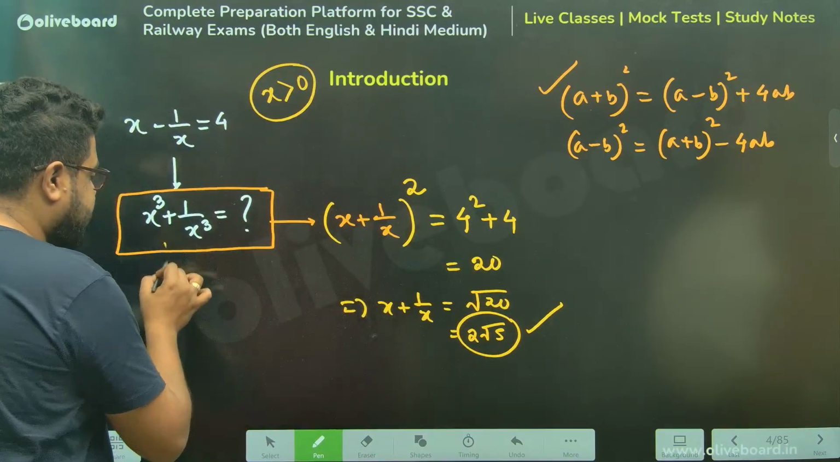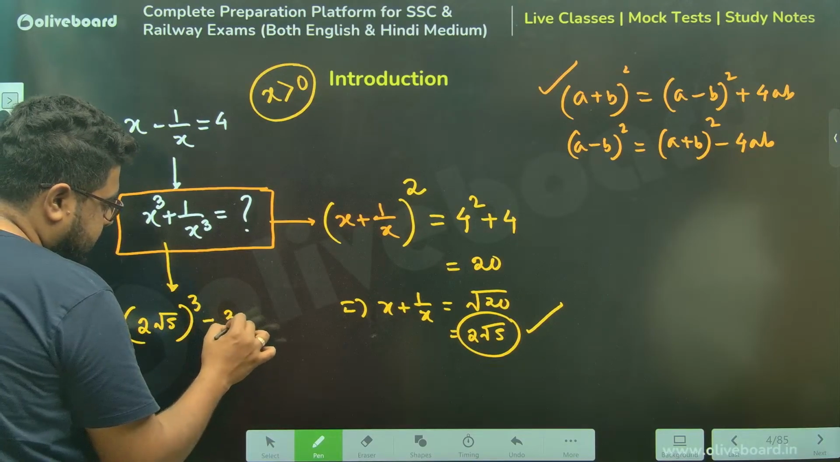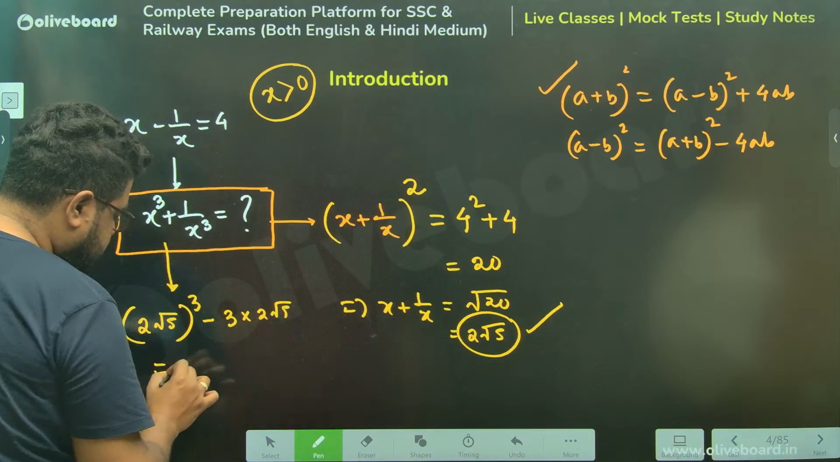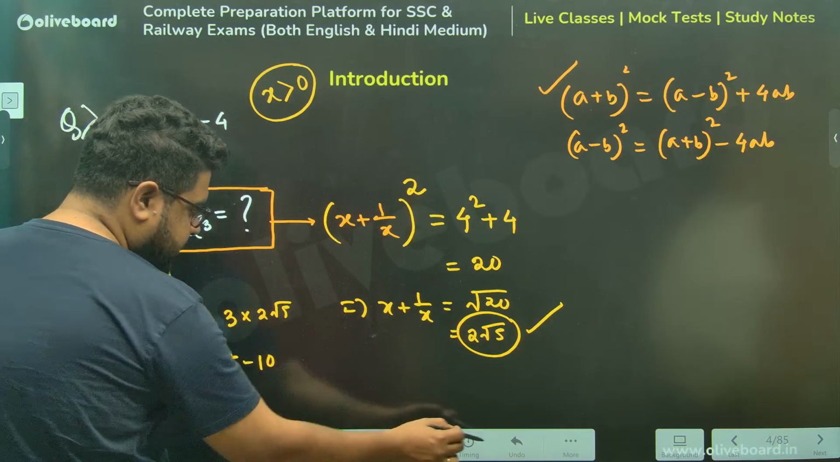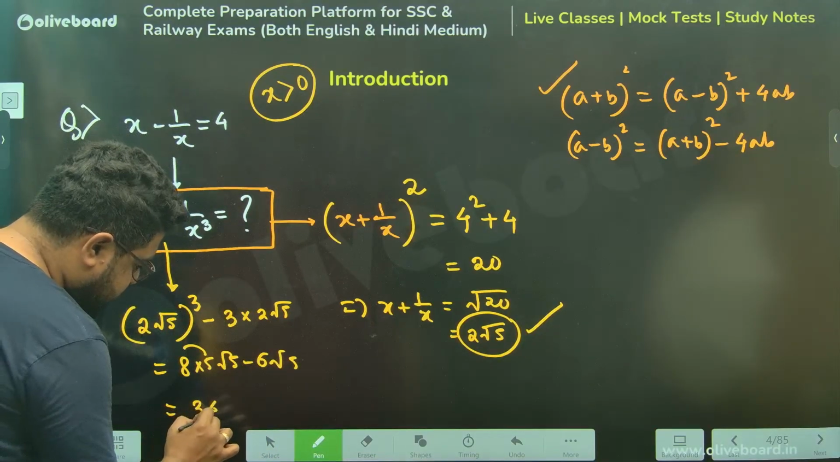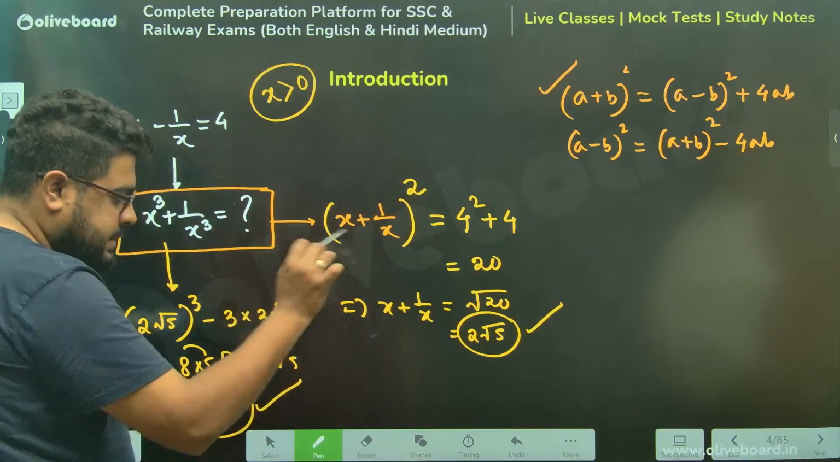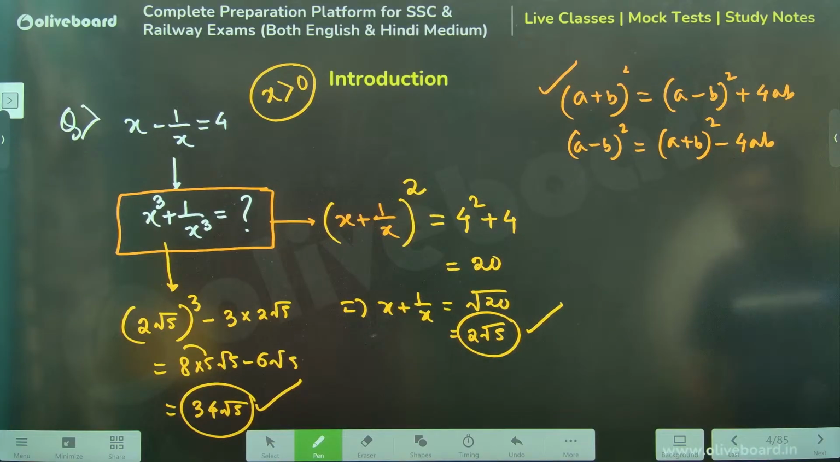Now if I know this, it is very simple to find. This will be p cube minus 3p. So 2 cube is 8, this is 5 root 5, minus 6 root 5. 8 fives are 40 root 5, minus this, so 34 root 5 will be your correct answer. Very, very simple stuff. Just take a look at this. Is this clear, everyone? A quick yes or no.